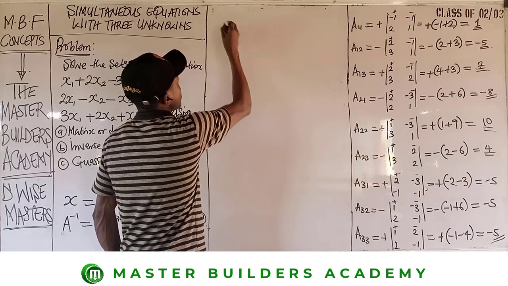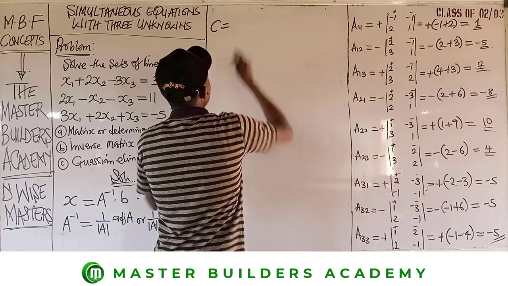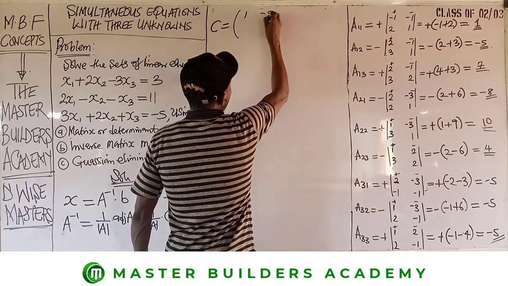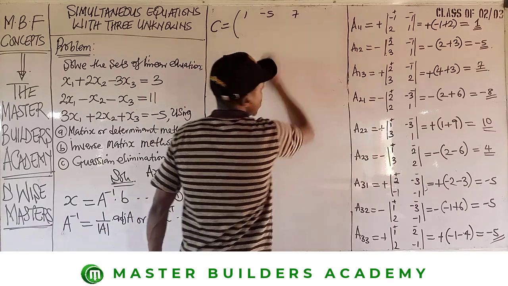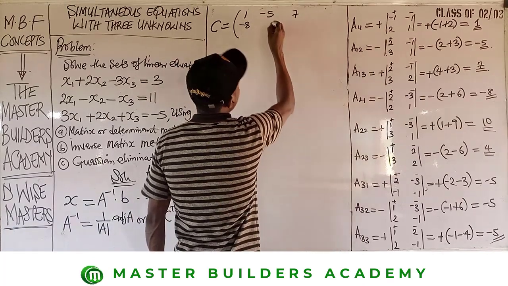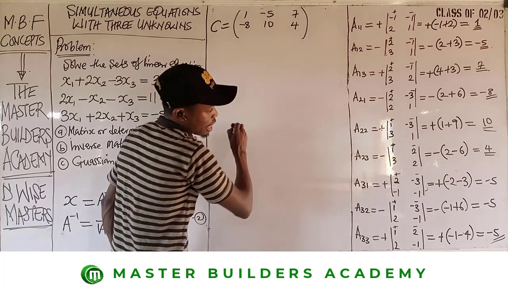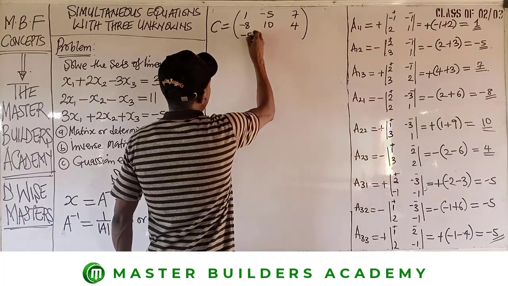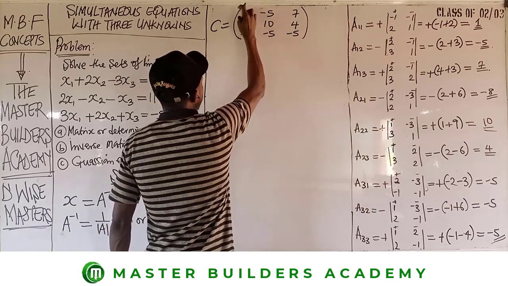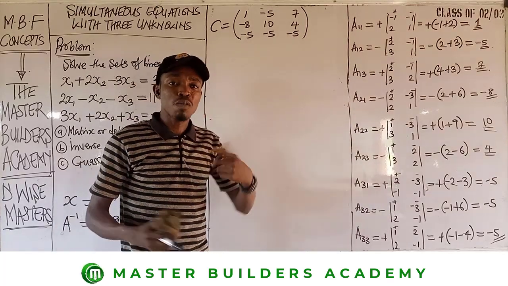Okay guys, now the cofactor C is equal to: the first row is 1, minus 5, 7. Then the second row is minus 8, 10, 4. Then finally the last row is minus 5, minus 5, minus 5. I hope you can see this. These are the values we have as our cofactor.